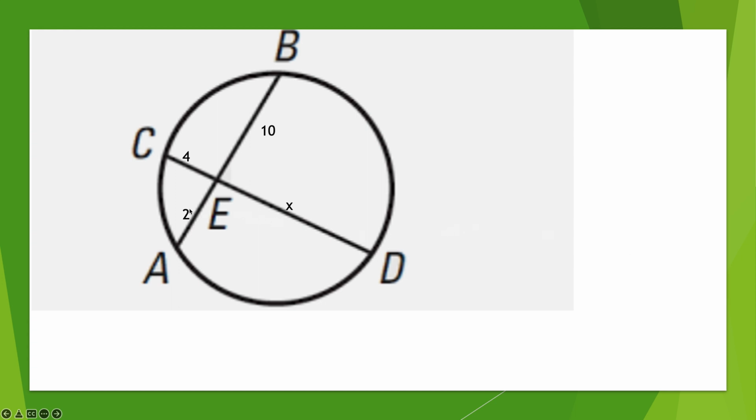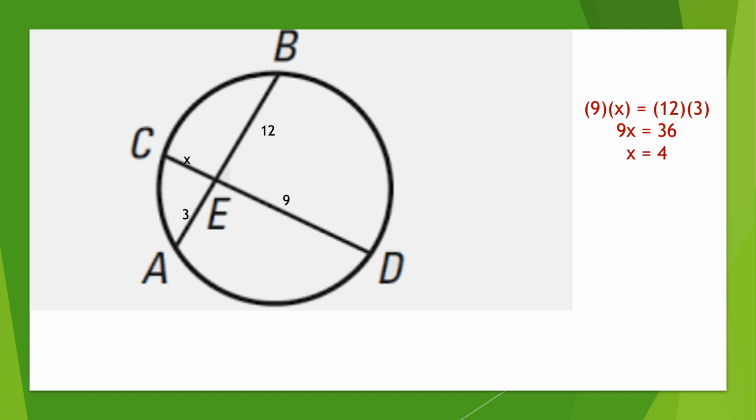Okay, so this times this, 2 times 10, is going to equal this times this, 4 times x. So 2 times 10 is 20, equals 4x, dividing by 4, x is 5. Your turn again. Okay, this time, ready? This times this, 9 times x, will equal this times this, 12 times 3. So 9x is equal to 36, dividing by 9, x is 4.